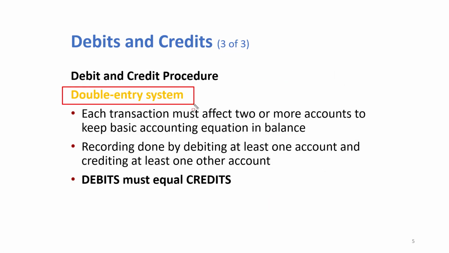In a double entry system, each transaction must affect two or more accounts to keep the basic accounting equation in balance. Also, in a double entry system, recording is done by debiting at least one account and crediting at least one other account. And definitely, debits must equal credits.